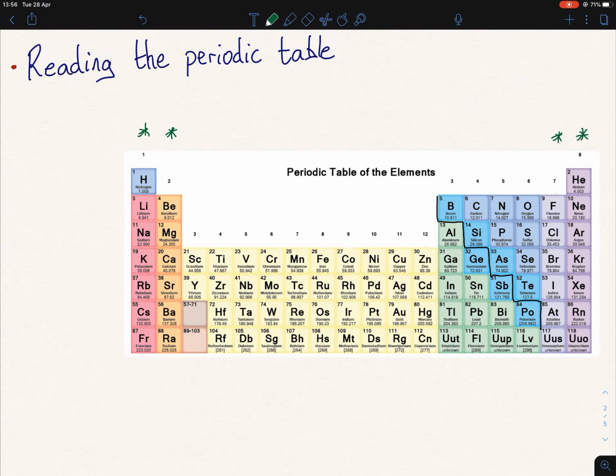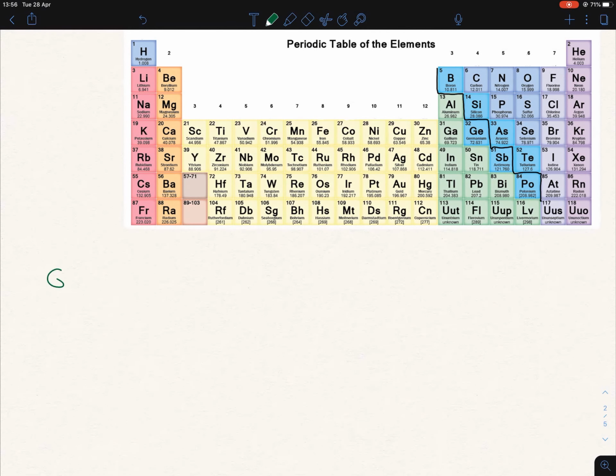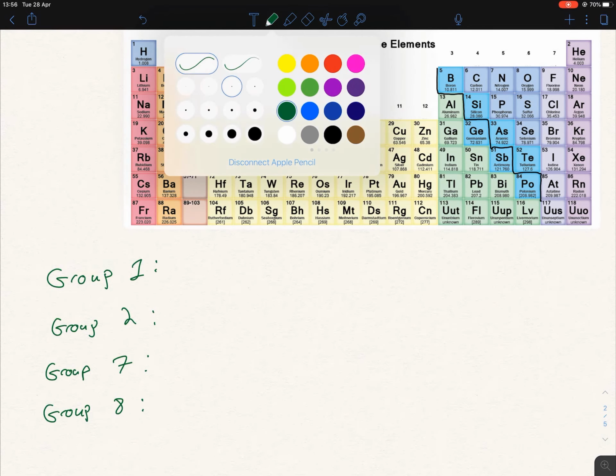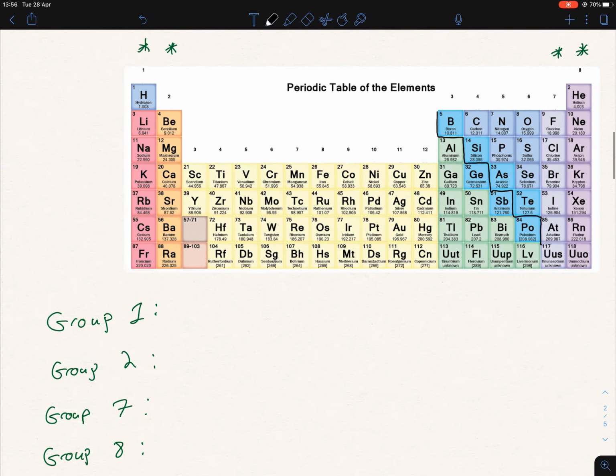So let's start off with group 1, group 2, group 7, and group 8. And this will bring us into the next section in a moment. So group 1, the name of it, you just need to learn off. They are known as the alkali metals.